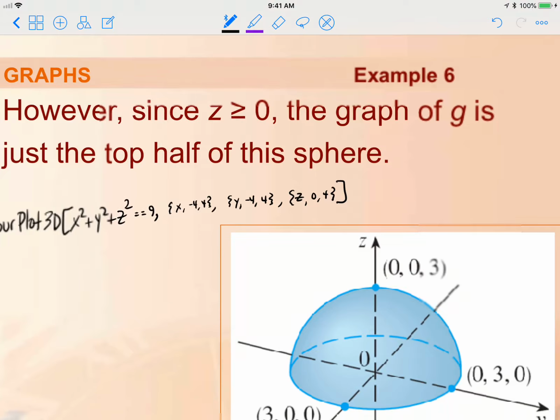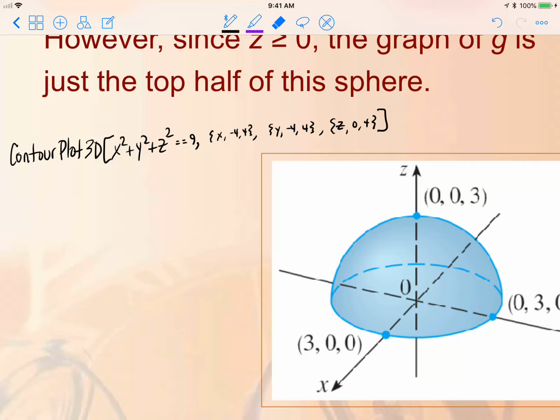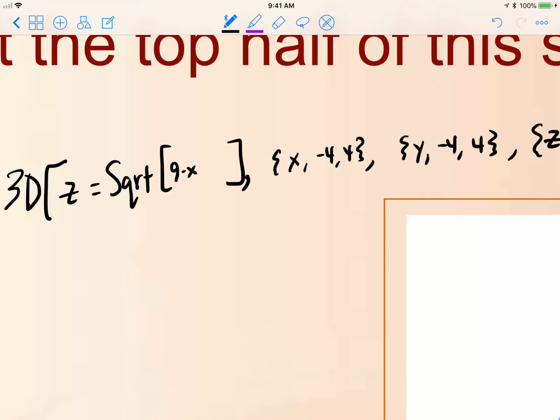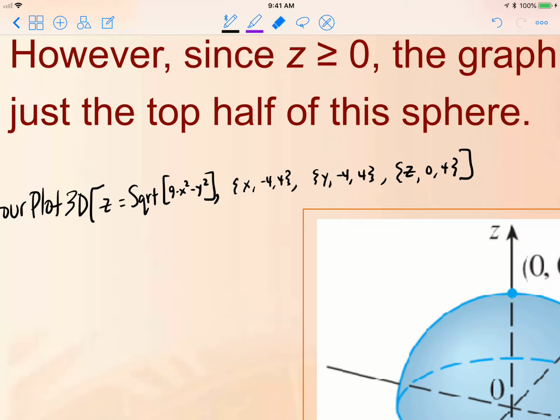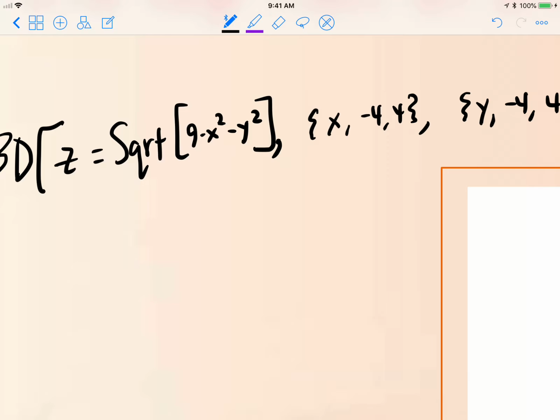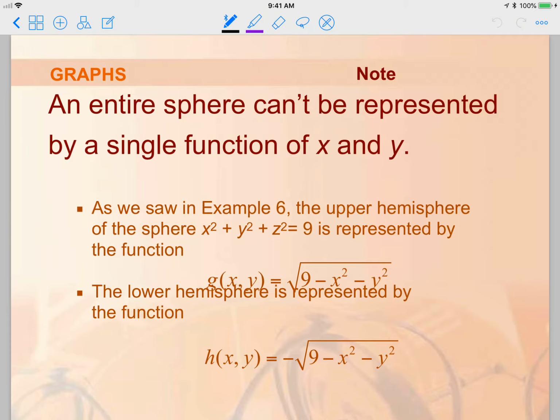Okay? Or, alternatively, if you were to change your function and say, hey, no, I actually want to put in z equals square root of 9 minus x squared minus y squared, then you don't have to worry about restricting the domain, because Mathematica is going to know that the square root is always non-negative, so it's not going to plot any negative z values. Okay.